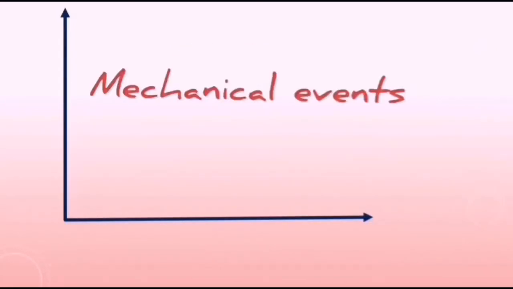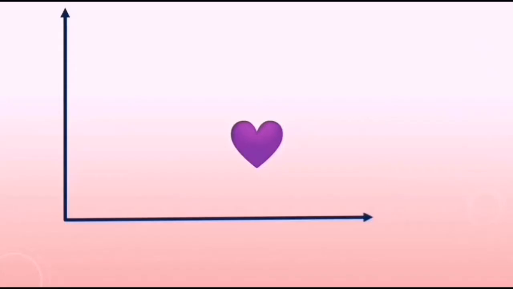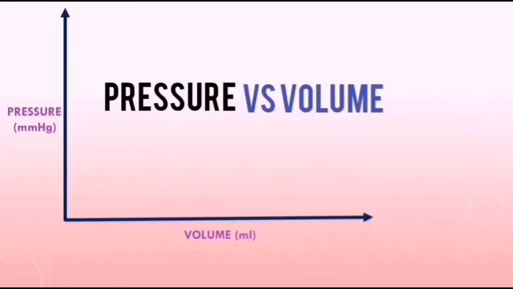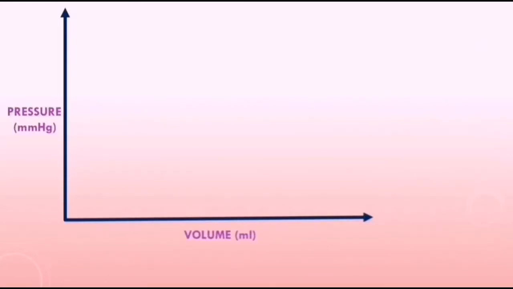The pressure volume loop is a way of representing the mechanical events that are taking place in the heart. The axes for the pressure volume loop are pressure against volume, with pressure being measured in millimeters of mercury and volume being measured in milliliters.